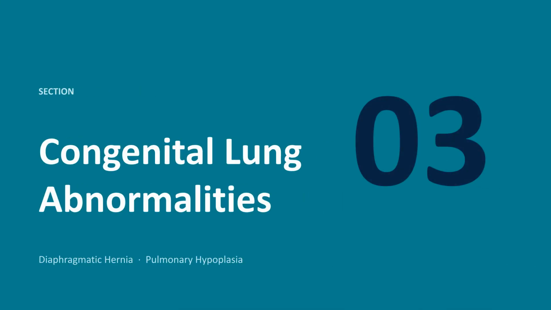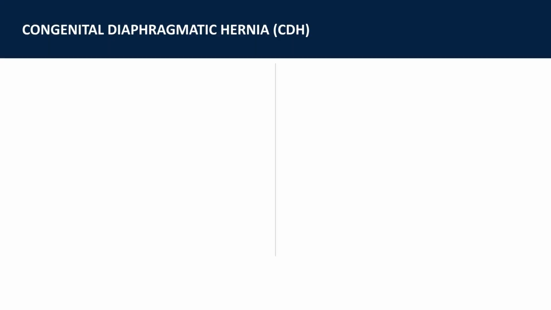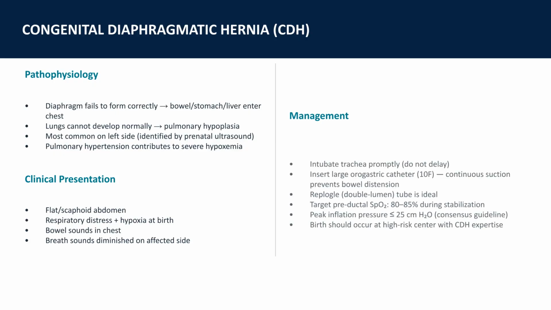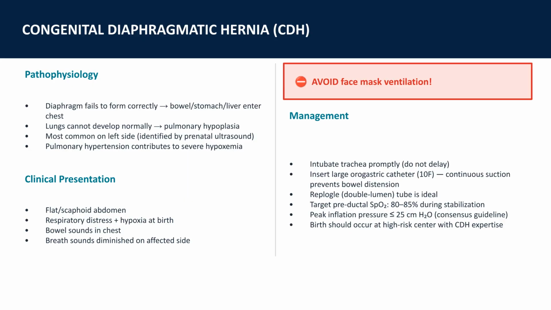Section 3 addresses congenital lung abnormalities, specifically diaphragmatic hernia and pulmonary hypoplasia. Congenital diaphragmatic hernia, or CDH, is where abdominal organs enter the chest, leading to pulmonary hypoplasia. Key management steps include prompt intubation and continuous gastric suction. Crucially, avoid face mask ventilation. Birth should occur at a high-risk center.